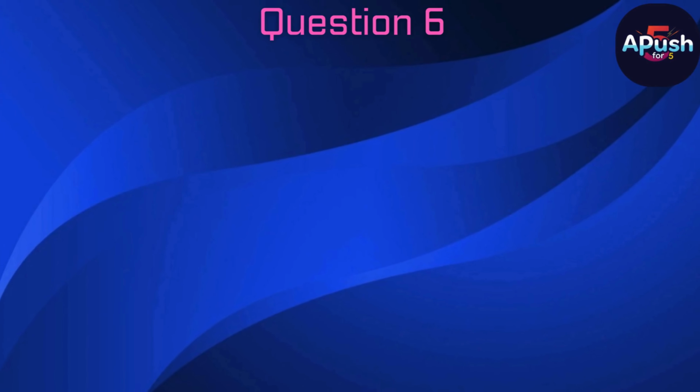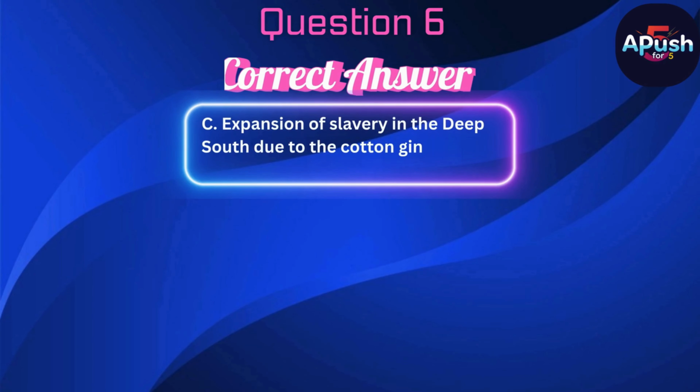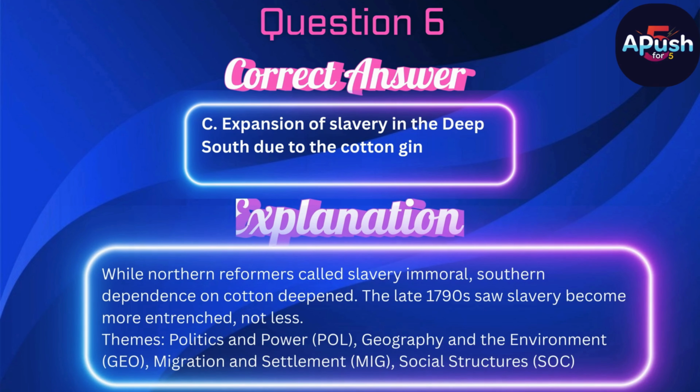The correct answer is C. Expansion of slavery in the Deep South due to the cotton gin. While Northern reformers called slavery immoral, Southern dependence on cotton deepened. The late 1790s saw slavery become more entrenched, not less.